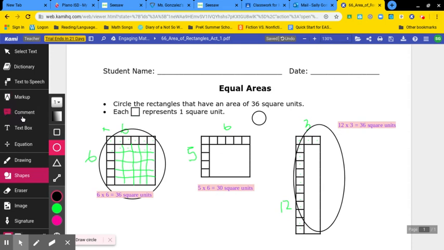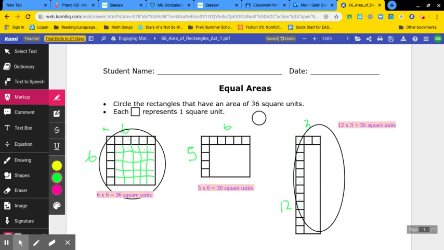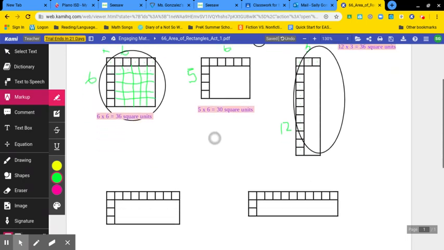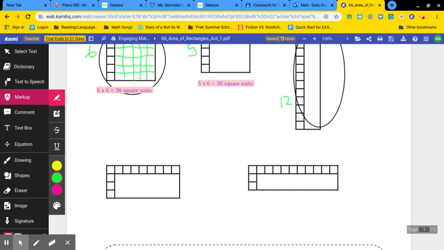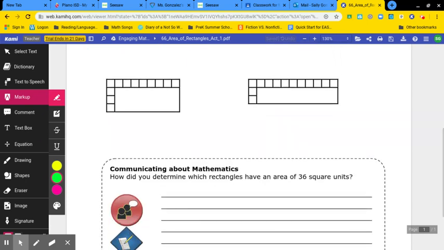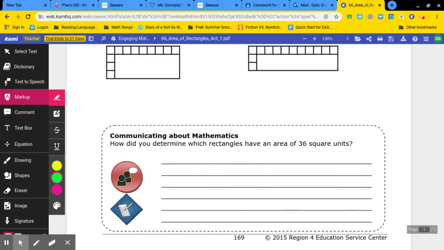Now, remember, I only want to circle the ones that have 36 square units. Okay, so you will do these 2 on the bottom on your own. You're going to figure out the area and then decide, does this have an area of 36 square units? If it does, circle it. If it does not, just leave it alone. Okay, show your work. You must show your work whenever you turn this into me.